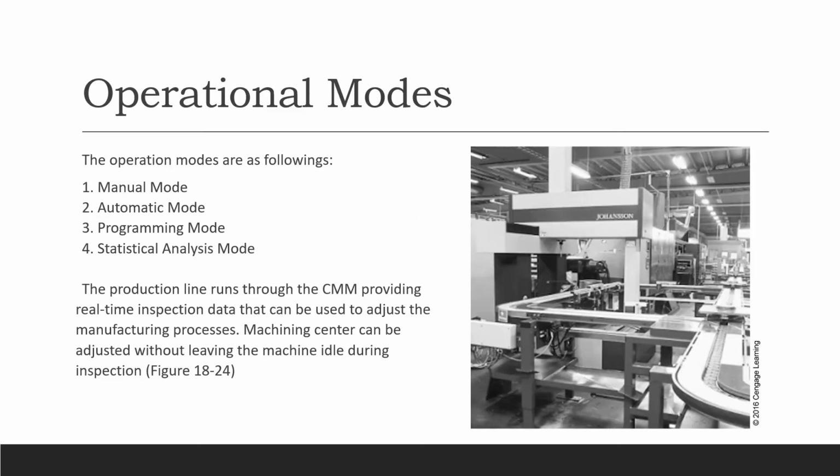Operational modes. So let's get into the big machine. The operation modes are as follows: we have manual, automatic, program, and we have stat mode. Stat is nothing but for the QA people, so we do the stat analysis. The production line runs through the CMM, providing real-time inspection data. We call it stat analysis. They always say stat because it's pretty difficult to pronounce statistical and then making your tongue move.